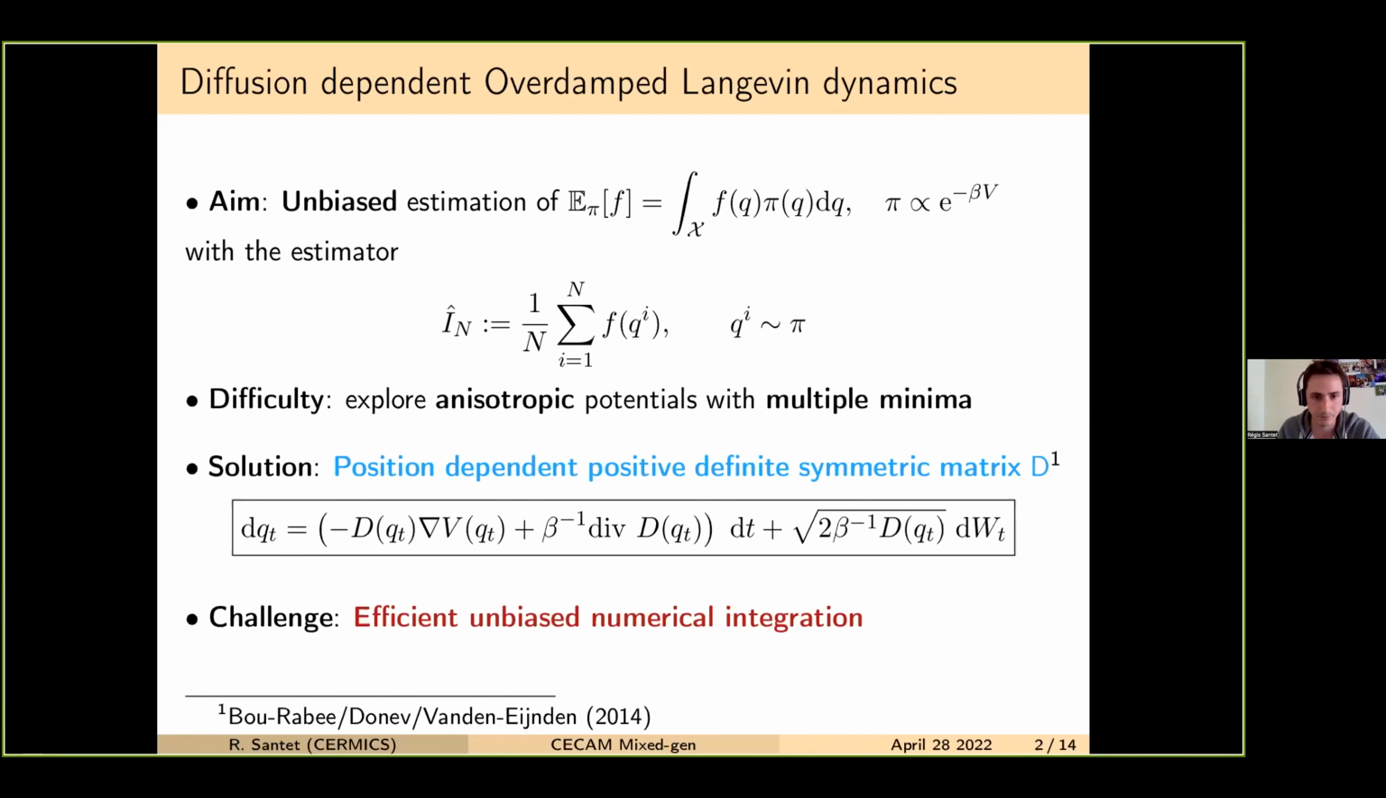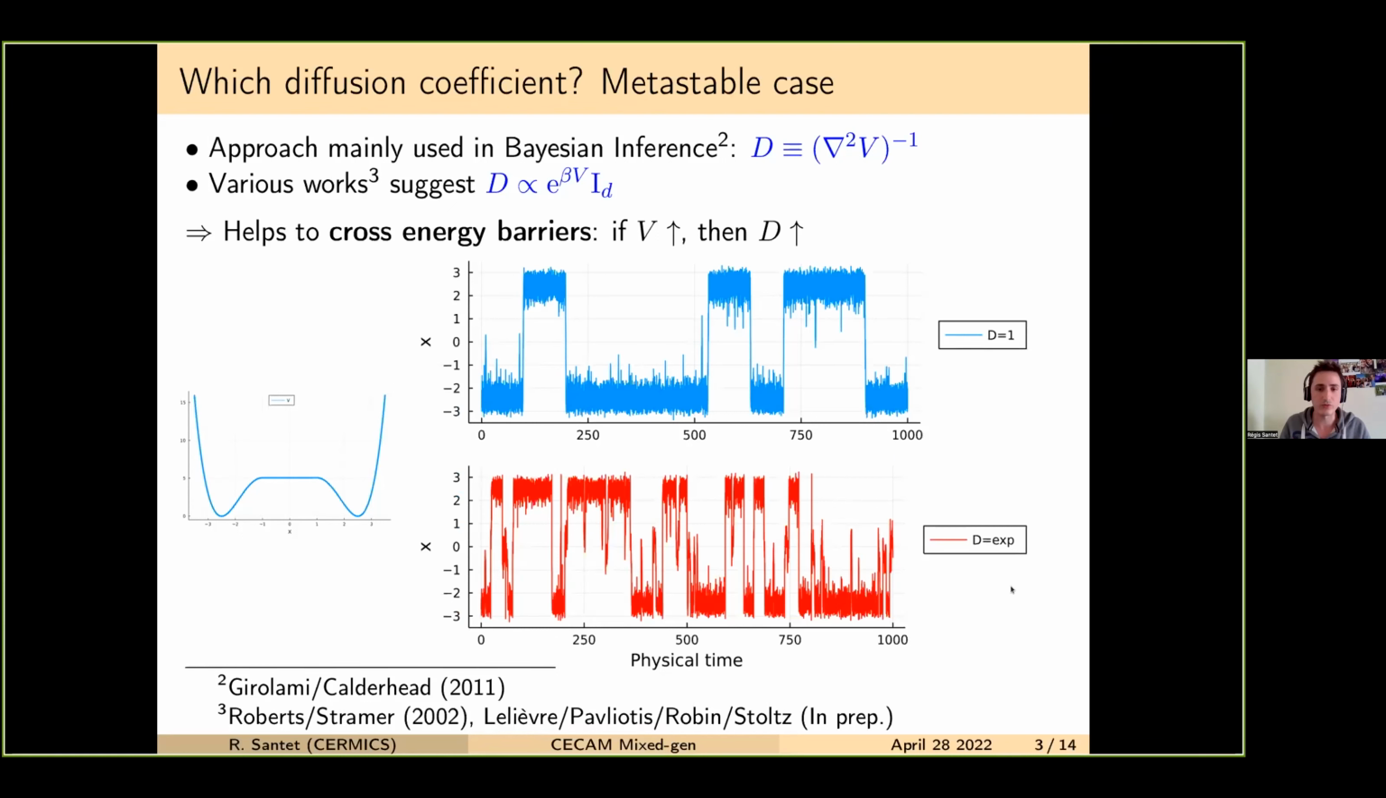First, I should actually advocate why we should use this, and how we should choose this diffusion coefficient. What they use in the Bayesian inference community mainly is computing the inverse of the Hessian of the potential. Now for us doing molecular dynamics, this can be a bit too complicated to compute on the fly. And various works suggest instead a diffusion coefficient proportional to the exponential of beta V times an identity matrix. In the metastable case, this can help us because when V increases, when the potential energy increases, then so does D.